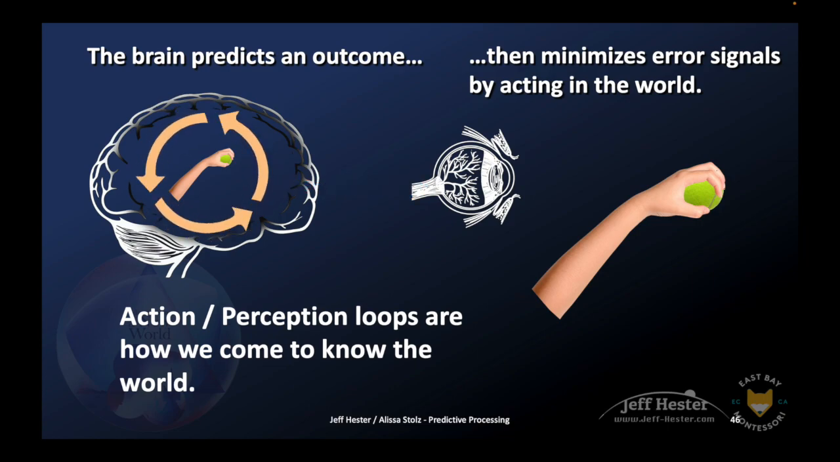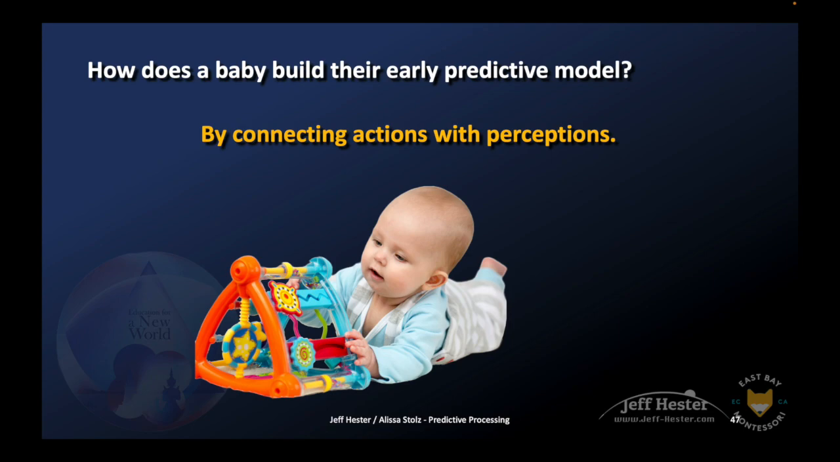Those action perception loops, making predictions, taking actions, perceiving, are how we come to know the world. You can really see that when you look at a baby learning. How does a baby build their early predicted model of the world? If you've ever watched a baby play, which I strongly suspect that you have, the baby's limbs are going every which direction as they look at the toy or whatever has their attention. Do you ever notice that when the baby finally manages to grab that toy for the first time, they just laugh and they're excited?